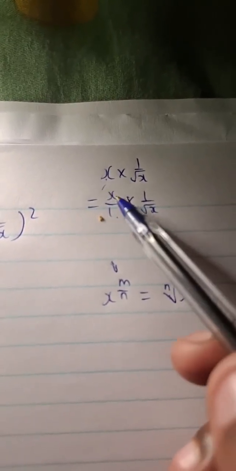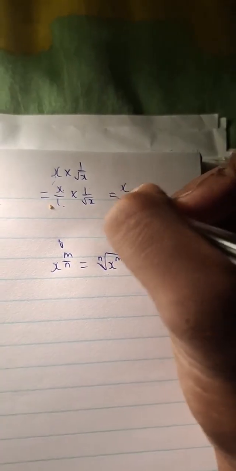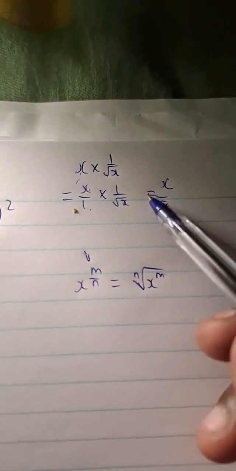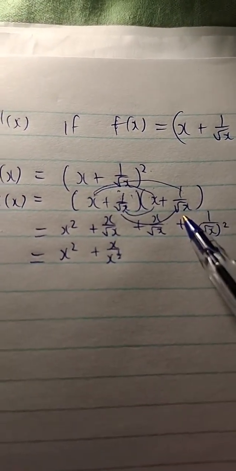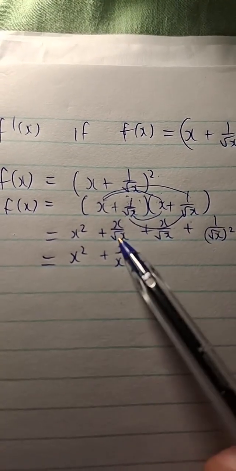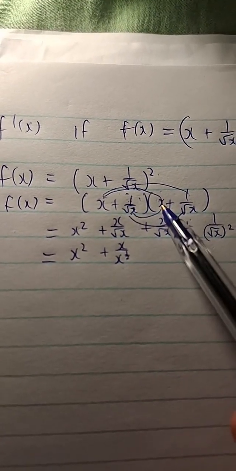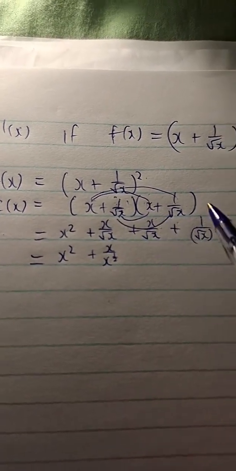So what you do when you multiply is say x times 1, that gives you x. 1 times root x in the denominator gives you root x. So that's how I got my x over root x. So x times x, x squared. X times 1 over root x. This x is in the numerator, this one is in the denominator. So that's why it's x over root x. You multiply these two, same thing. This one is in the denominator, this one is in the numerator, x over root x.